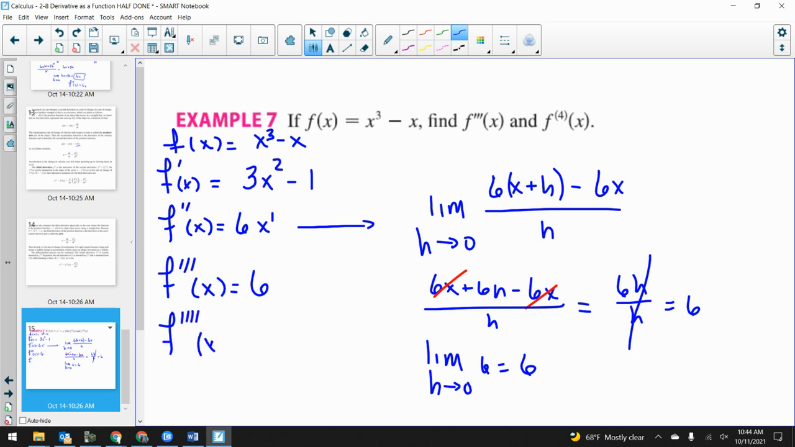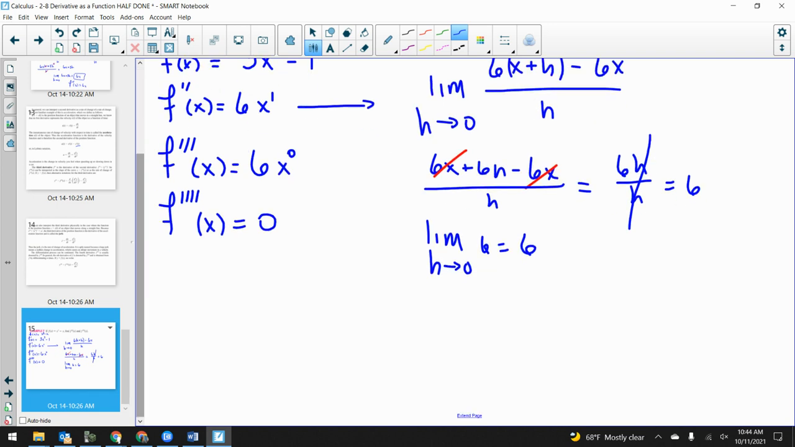Now, what do you think this is? Because this would have been this, right? 0 brought around front. What's 0 times 6?